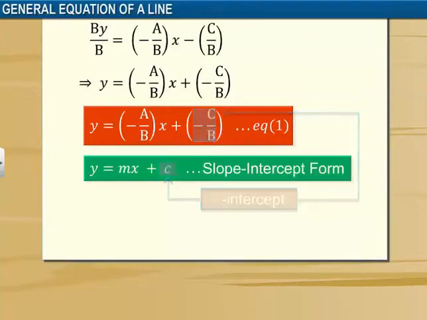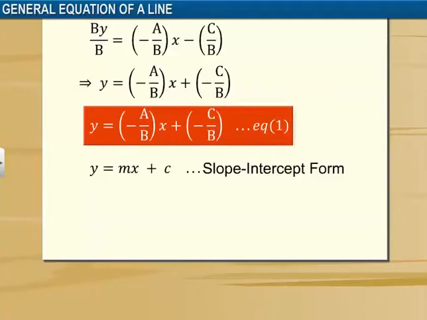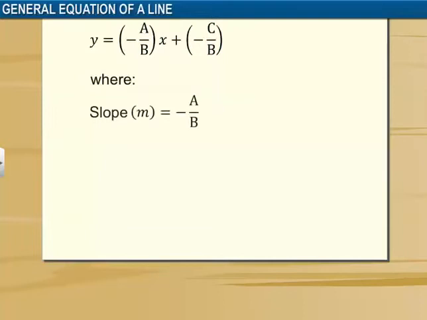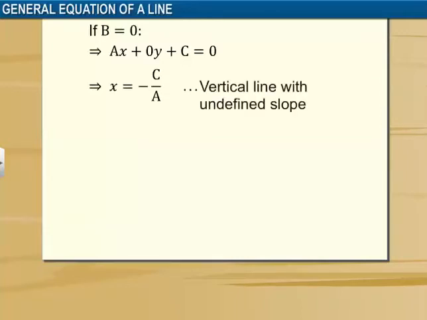Thus, equation 1 represents the slope-intercept form of the equation of a line, with slope equal to minus a upon b and y-intercept equal to minus c upon b. Let us see what happens if the constant b is equal to 0. If b is equal to 0, the general equation is reduced to x is equal to minus c upon a. This equation represents a vertical line with undefined slope and the x-intercept equal to minus c upon a.